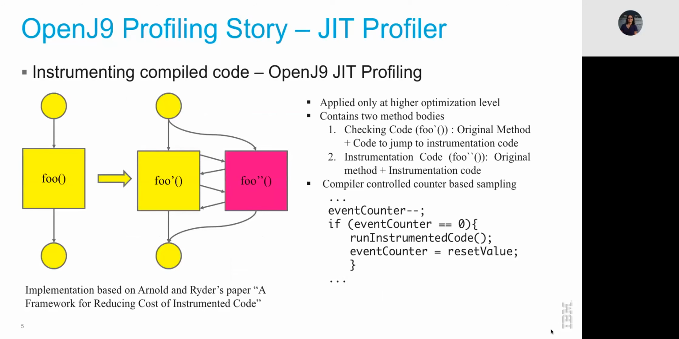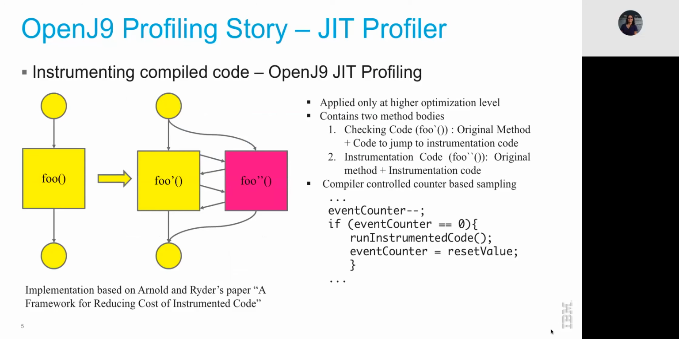In this profiling compilation, for a given method, we generate two method bodies, one without instrumentation code and one with instrumentation code. Code execution is interleaved between these two method bodies based on sampling profiling frequency. OpenJ9 uses compiler-controlled counter-based sampling, in which at various points in a method body without instrumentation code, we have code that decrements the counter, and upon the counter reaching 0, it runs the instrumentation code. After returning from the instrumentation code, it resets the event counter based on the size of the instrumentation code that it is running.